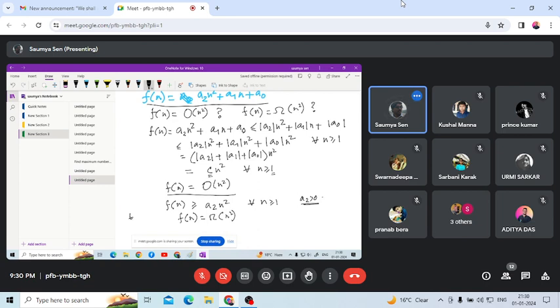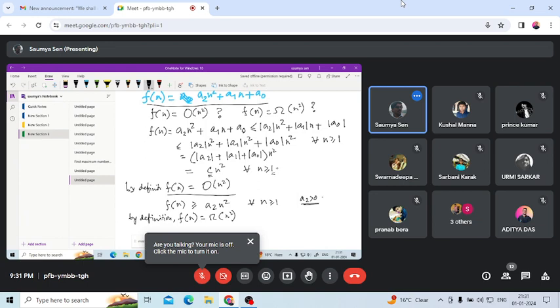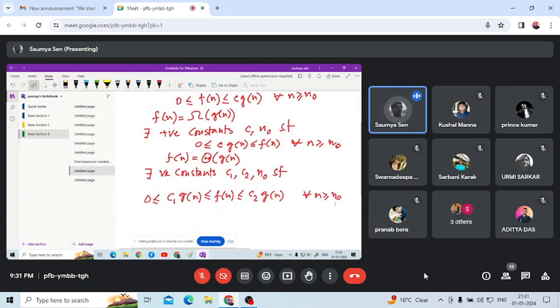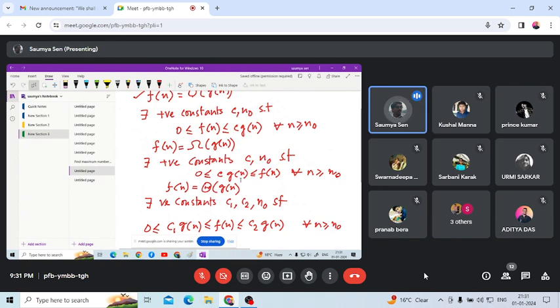It is by definition, as well as it is also by definition. Okay. So these are the definitions. If f of n is greater than c of g of n, then this is big omega of it. And if there are two constants c1, c2 such that this inequality holds, then we say f of n equals big theta of g of n. These are the definitions.